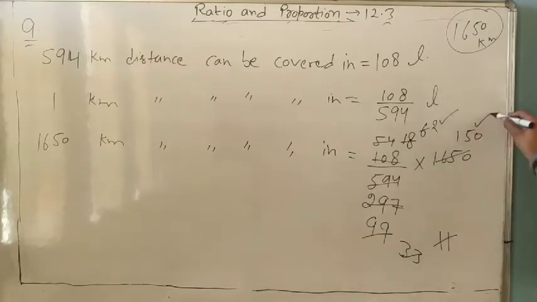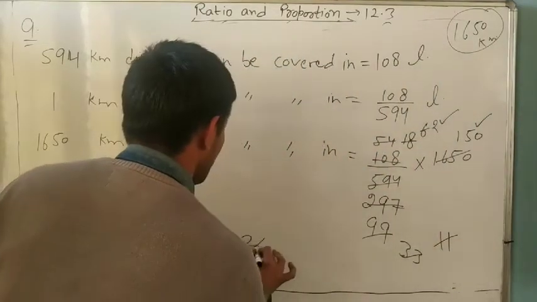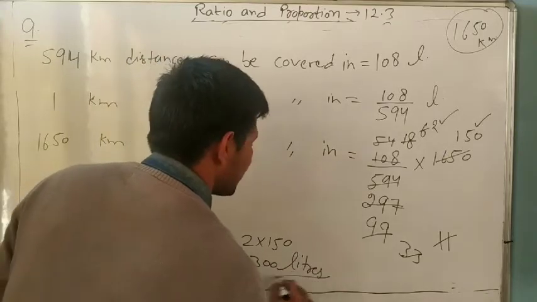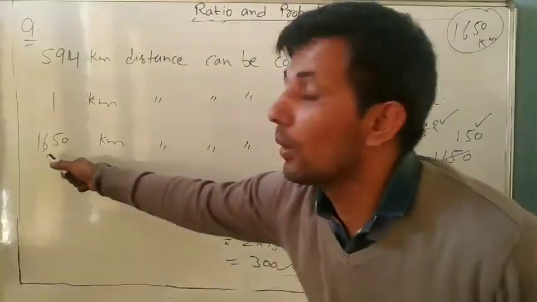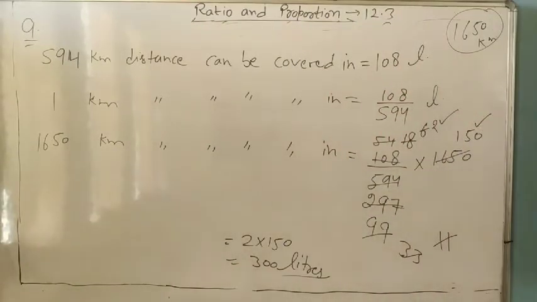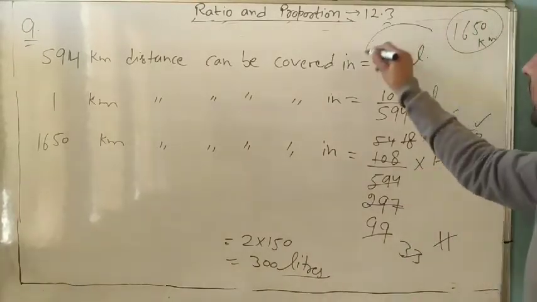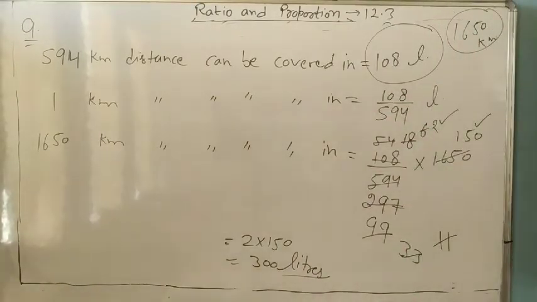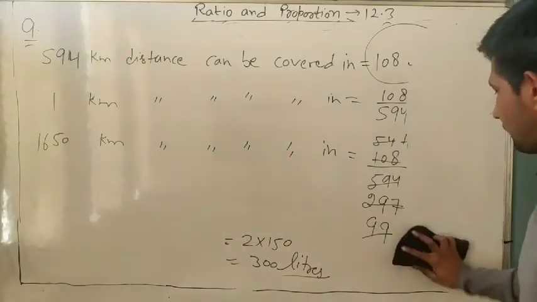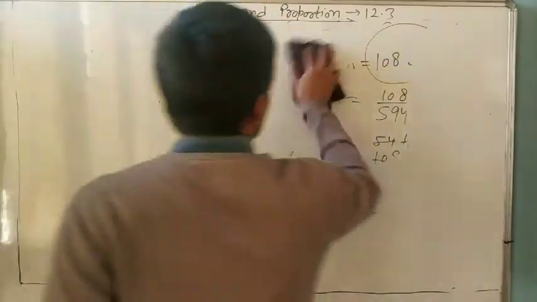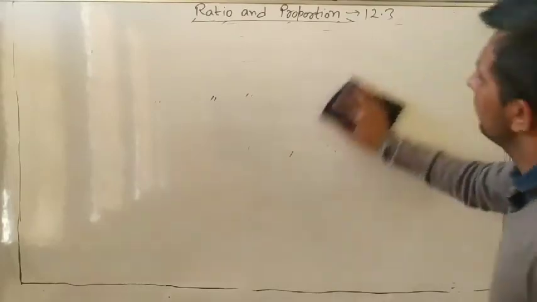So 150 multiplied by 2. How much comes? 2 into 150, so 300 liters of diesel we need to cover 1650 kilometers. Do you understand it? So it is your answer. Only one thing: you have to identify in the question what we want to find, and what we want to find we will write after the equal sign. Next are questions number 10 and 11, both are the same. So one question I am solving and the rest one you will do.